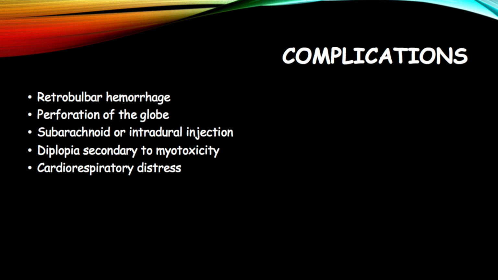Complications from retrobulbar block are rare, occurring in about 1 to 3% of patients. Some of the common complications include a bleed in the back of the eye, which is a retrobulbar hemorrhage, perforation of the globe, a subarachnoid or intradural injection of the anesthetic, diplopia because of muscle toxicity, or cardiorespiratory distress.